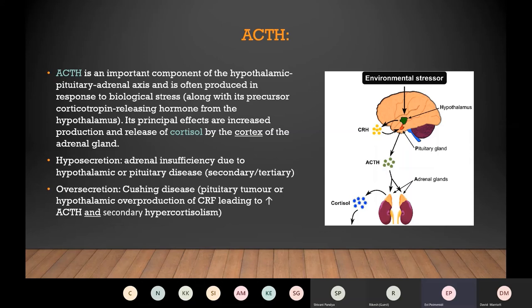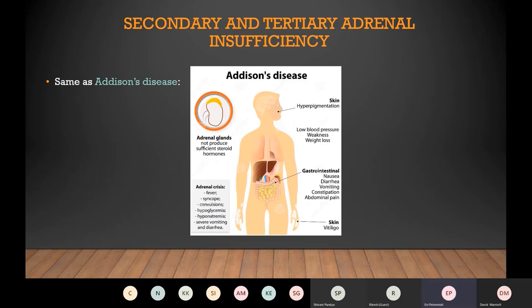Now, when we have oversecretion of ACTH, and especially when it has to do with a pituitary tumor, a hypothalamic tumor, or any other pathology that leads to overproduction of CRF, increased ACTH and increased cortisol, then we're talking about Cushing's disease. In cases where we have insufficiency of ACTH, the clinical picture that you're going to have is the same as Addison's disease. In Addison's disease, you have chronic manifestations, but you also have acute manifestations, and then we're talking about an Addisonian crisis.